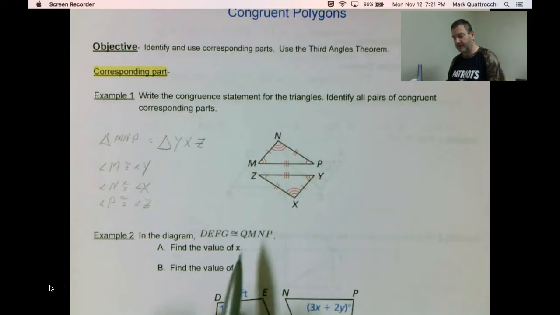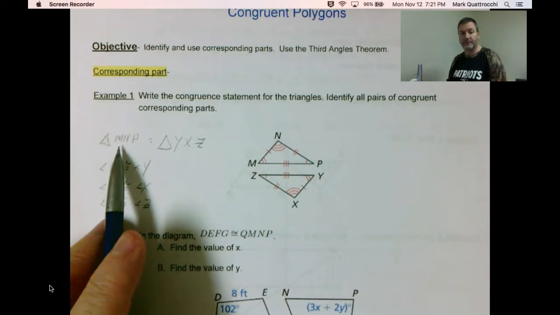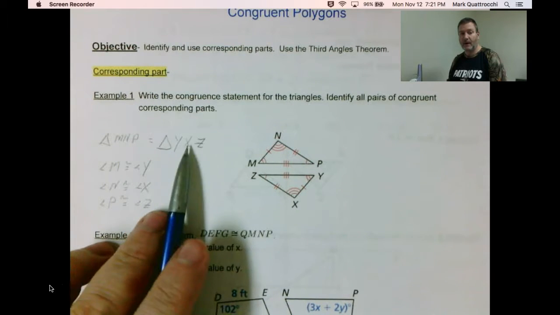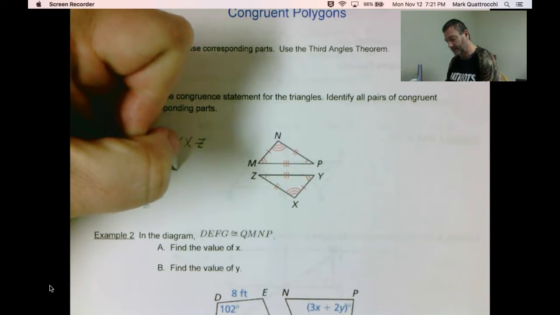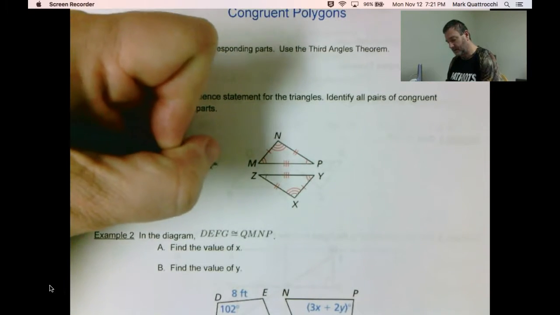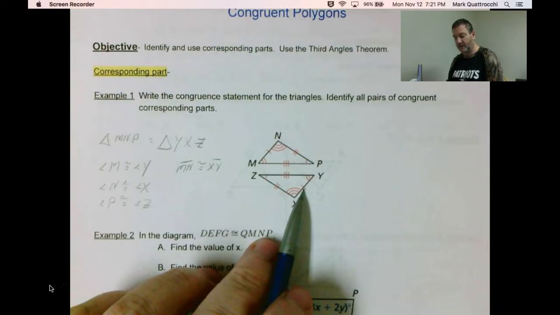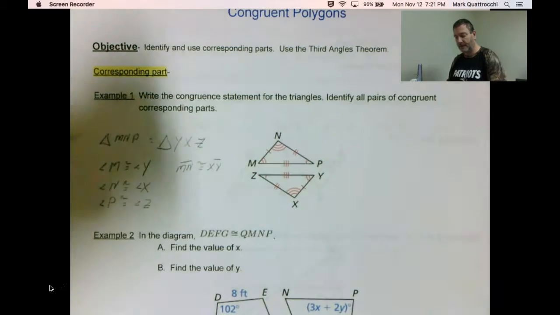Now, we also have to do the sides. I can do them from the picture, but I can actually also do them from the congruence statement. MN is a side, they come first and second. YX must be a side, they come first and second. So segment MN is congruent to XY or YX. Notice one tick mark, one tick mark. They match up, they can correspond to each other.